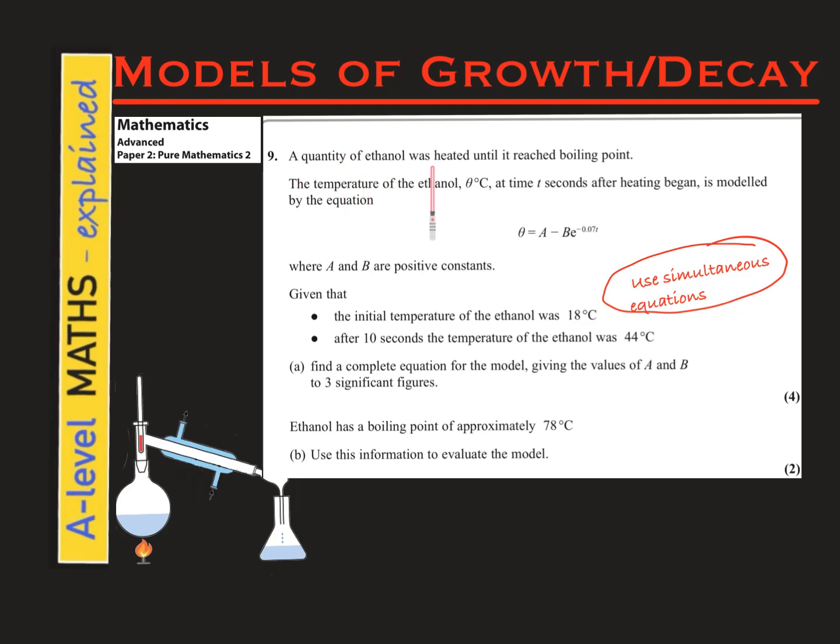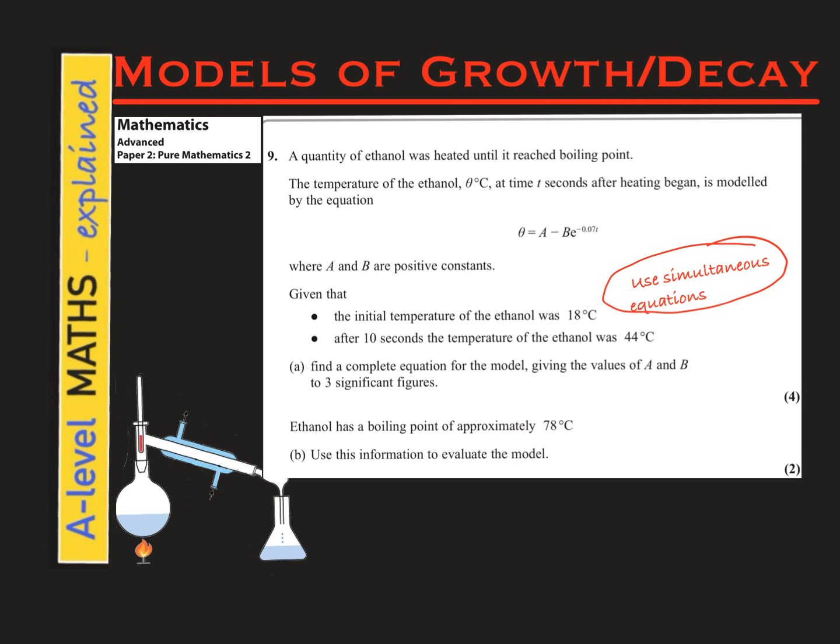A quantity of ethanol was heated until it reached boiling point. This is being modeled by this particular equation. This equation may be true or it may be false. We need to figure out whether it's an appropriate equation.